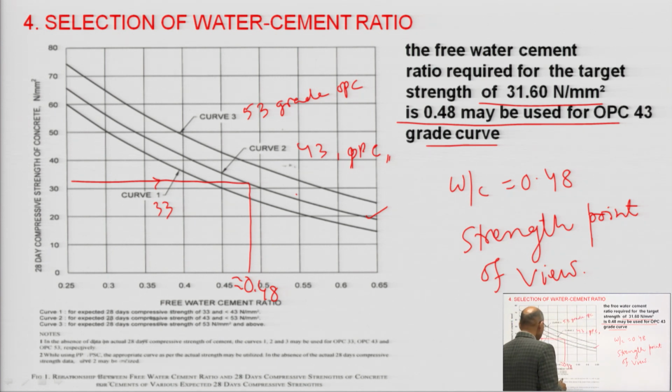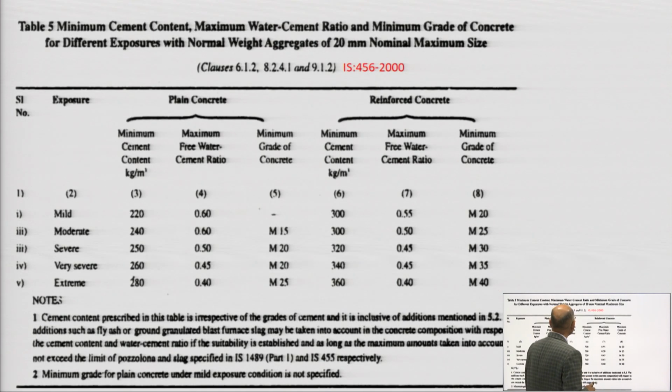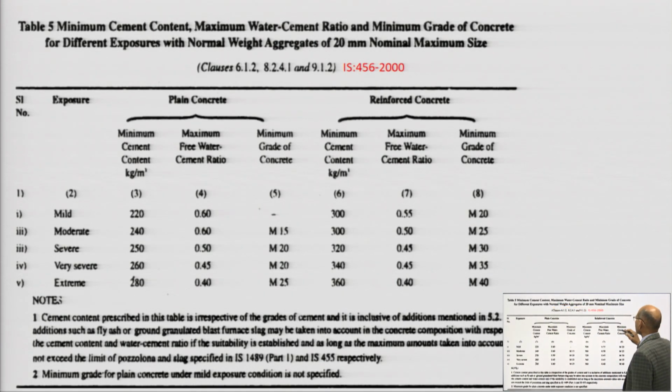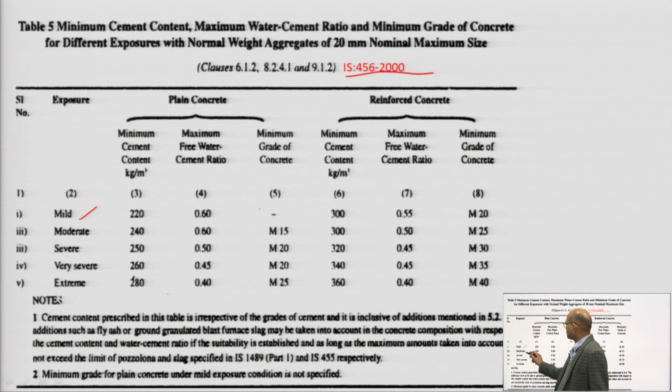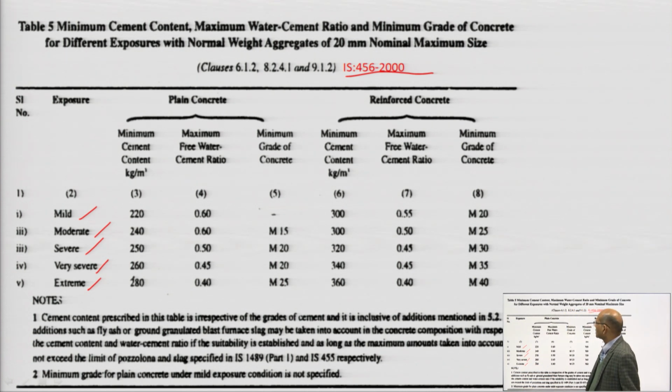Okay. So, you see here another table. This is the table we have taken from IS 456-2000. We have 5 exposure conditions: mild, moderate, severe, very severe and extreme. From the field we have got the data that our concrete has to be used in moderate condition. The definition of moderate is also given in IS 456, which we are supposed to refer.